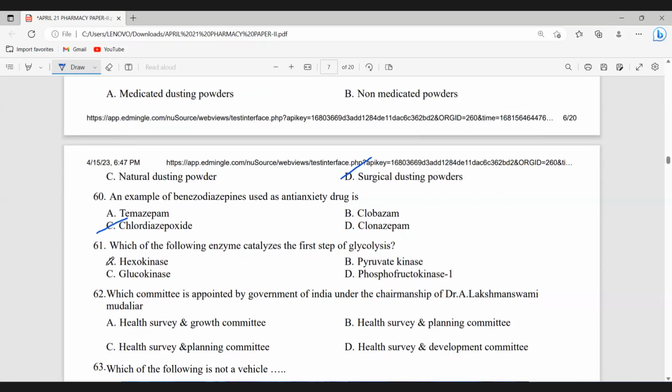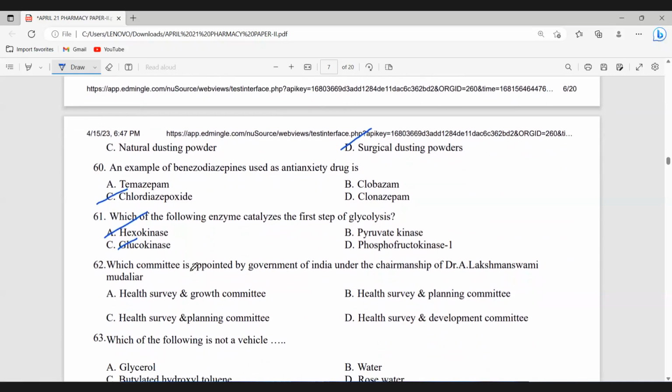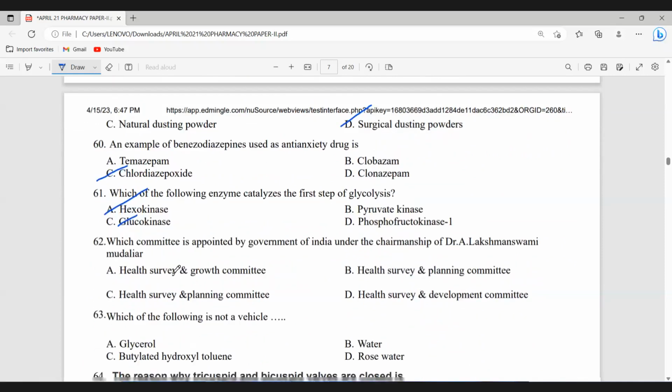Then 61. Which of the following enzymes catalyze the first step of glycolysis? Both A and B. In your Edmingle they had changed it. In the PDF I didn't change it. Hexokinase and glucokinase. Both A and C are correct.